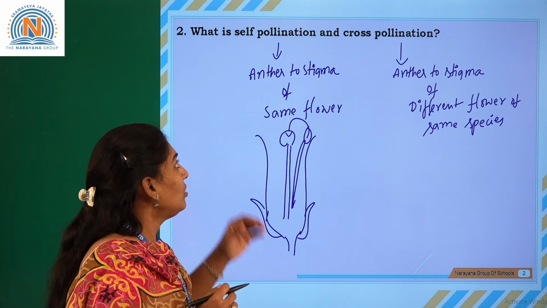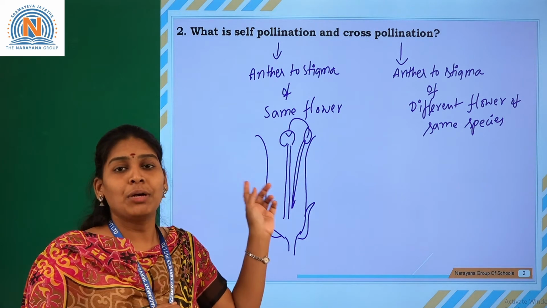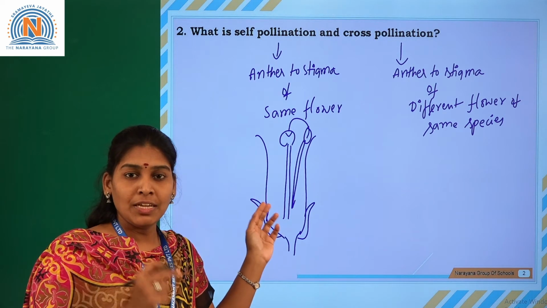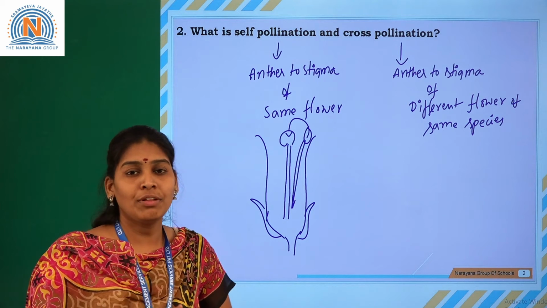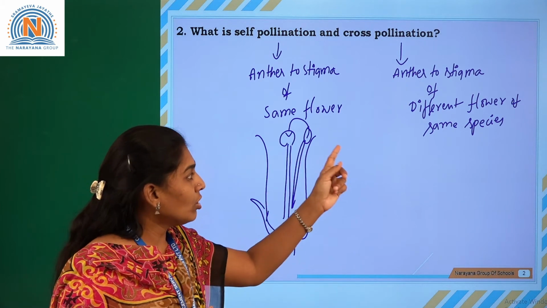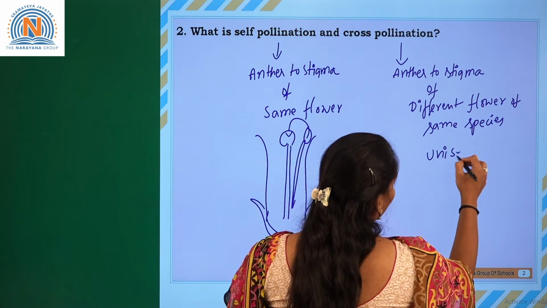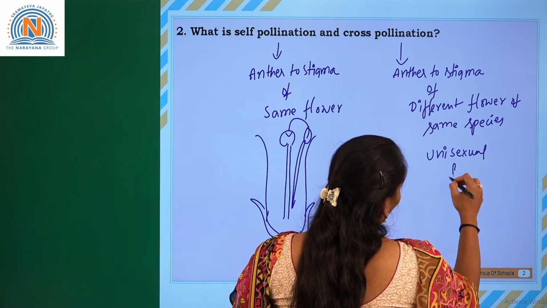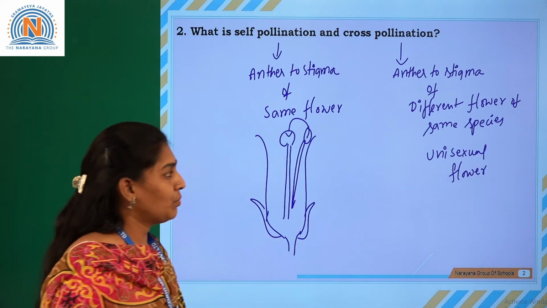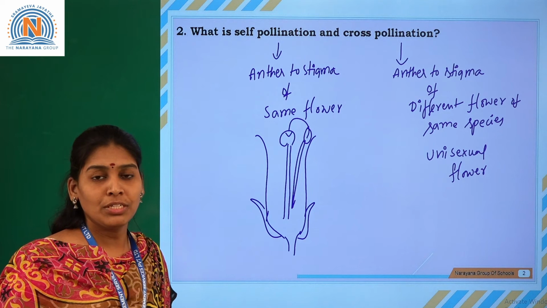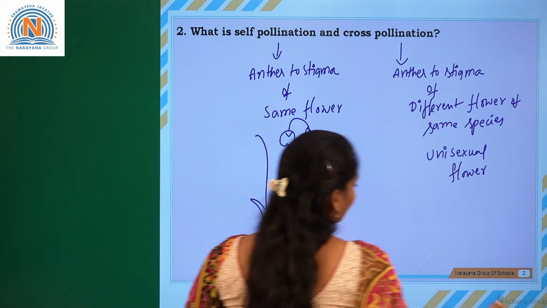So this is about self-pollination, the transfer of pollen grains from anther to stigma of the same flower. We will see self-pollination in the bisexual flowers, whereas cross-pollination we can see in the unisexual flowers. We have discussed in the previous class the examples of unisexual flowers and bisexual flowers. So let us go for the next question.